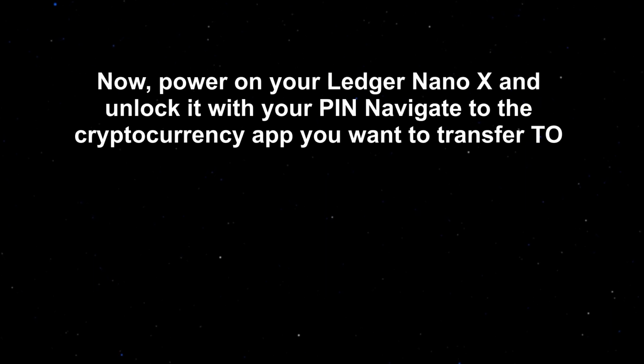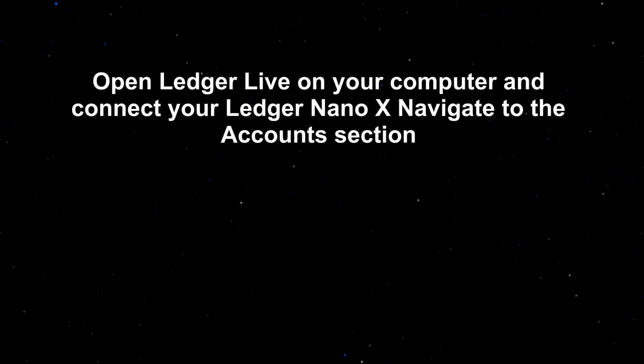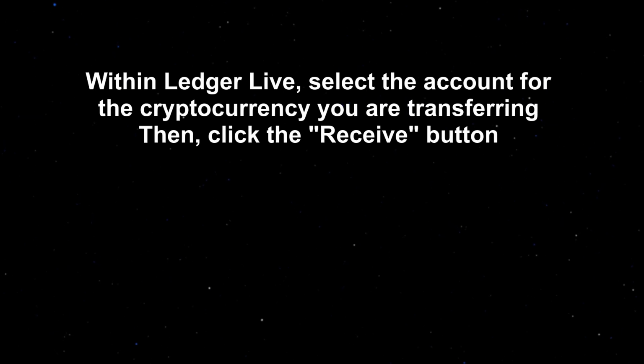Now, power on your Ledger Nano X and unlock it with your PIN. Navigate to the cryptocurrency app you want to transfer to. Open Ledger Live on your computer and connect your Ledger Nano X. Navigate to the Accounts section. Within Ledger Live, select the account for the cryptocurrency you are transferring, then click the Receive button.